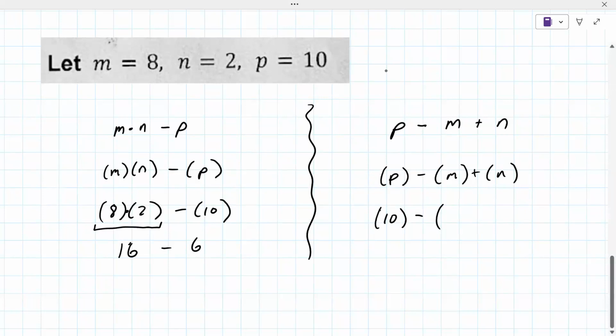Sorry, I didn't see that. What's the value of M? 8. And what's the value of N? 2. Okay. Are the parentheses needed at this point? Is there just a number inside? Yeah. So you would drop them. Just one, so you can drop them.